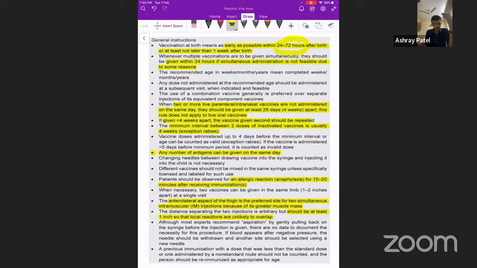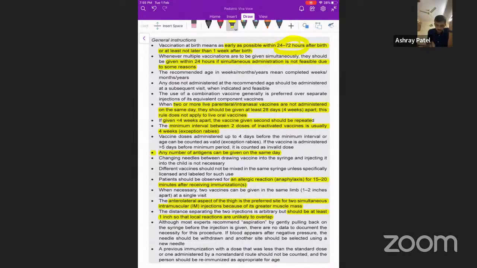Fine. Now, in case we are going to vaccinate a child at 6 weeks, what is the problem over here? We are giving multiple vaccines, correct? So whenever such a situation arises wherein we have to give multiple vaccines, it is always better to give them within 24 hours. Whenever there is simultaneous administration, we have to give it within 24 hours.